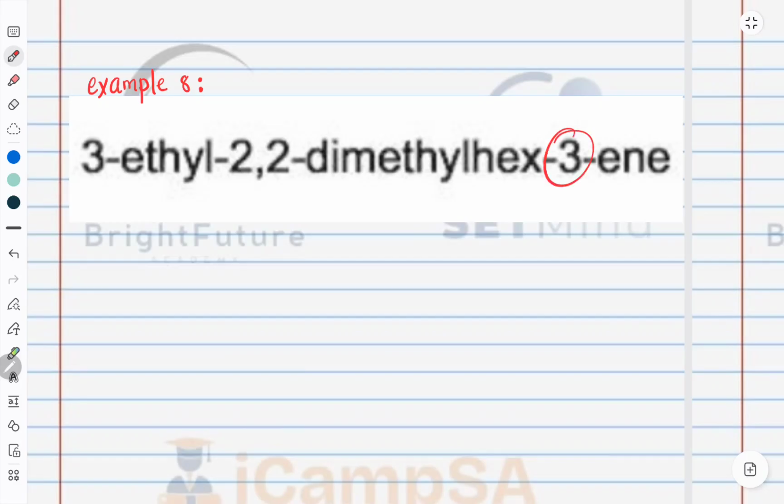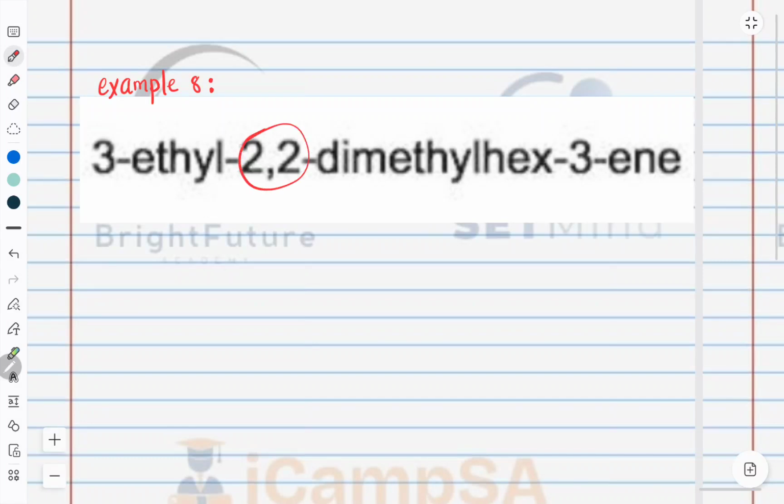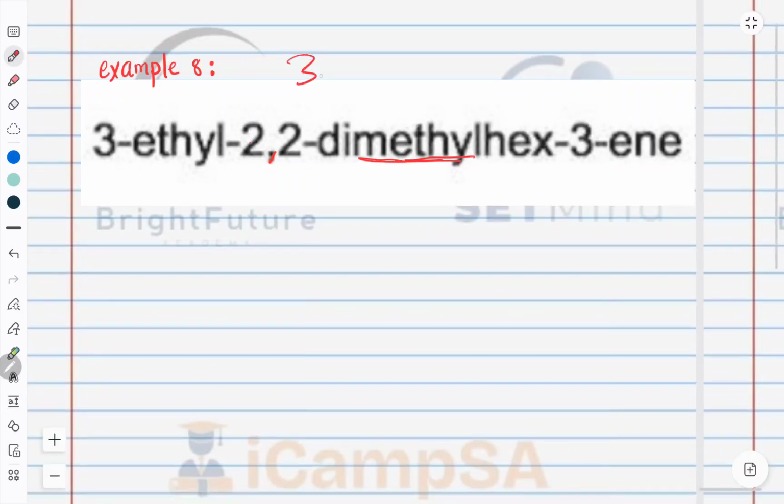This tells us the position or the location of the double bond, that number, right? And then this number tells us the location of my ethyl group. These 2 numbers tell us the location of my methyl group. So there are 2 of these methyl groups, hence 2,2. They could have been in another position like 3,3, right? Or maybe 3 and 5, right? They don't always have to be in the same spot. So since they repeated the same number twice, it means that they are found in the same location.